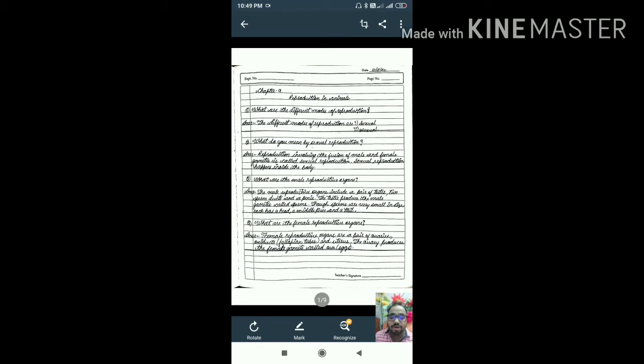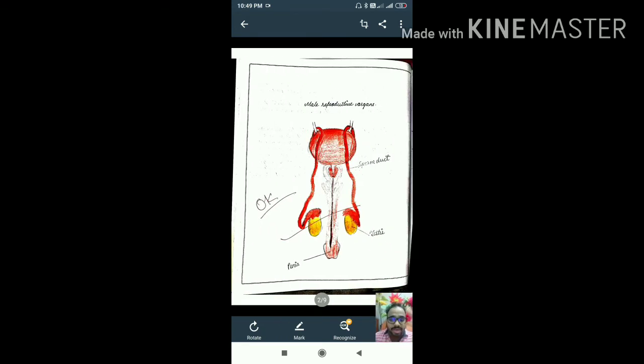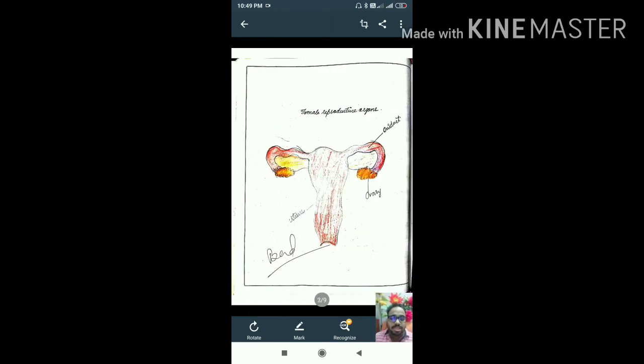Then the female reproductive organs have ovaries, oviducts and uterus. The ovary produces the female gametes called ova or eggs. Then we discussed, this is the male reproductive organ. We have sperm ducts, we have testes, we have penis. This is the female reproductive organs, we have uterus, ovary and oviduct.